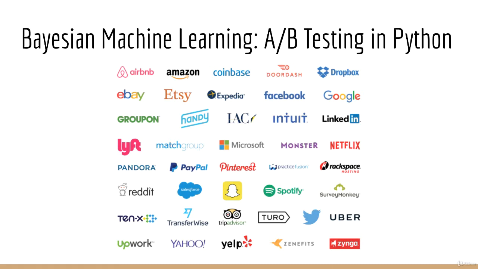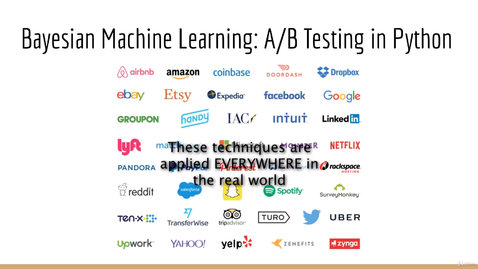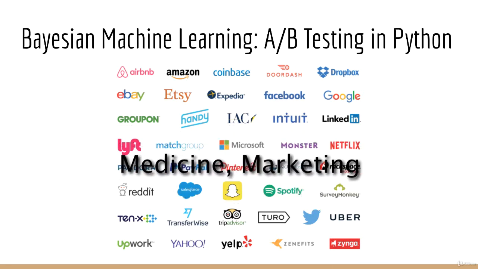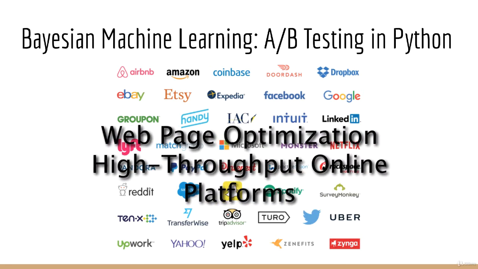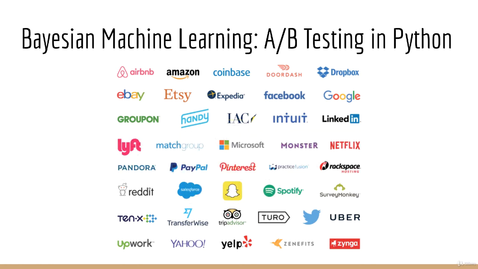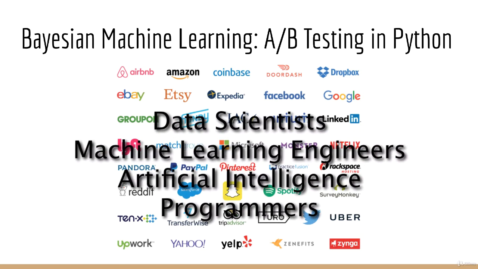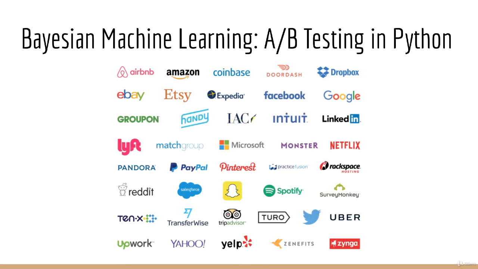This is a course I've wanted to do ever since I started making machine learning courses. A/B testing is one of the most important methods in data analysis. These techniques are applied everywhere in the real world, from medicine to marketing, from web page optimization to high-throughput online platforms. So whether you consider yourself a data scientist, a machine learning engineer, or an artificial intelligence programmer, you want to know about these techniques. In fact, you'd better know about these techniques.